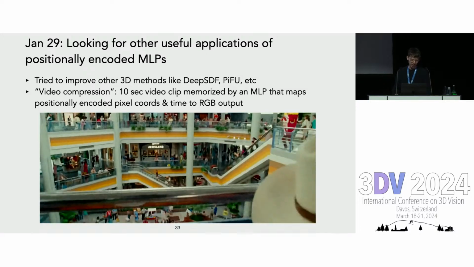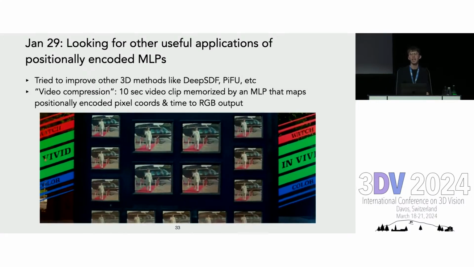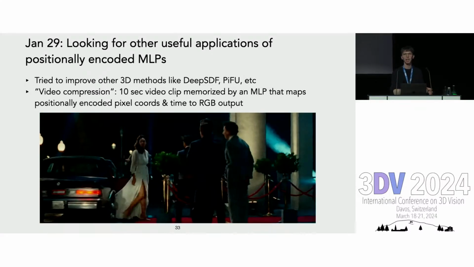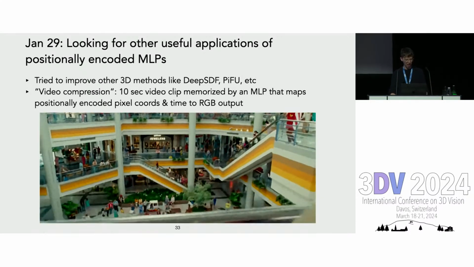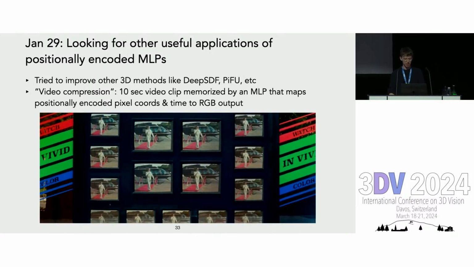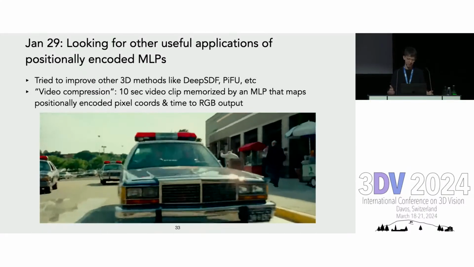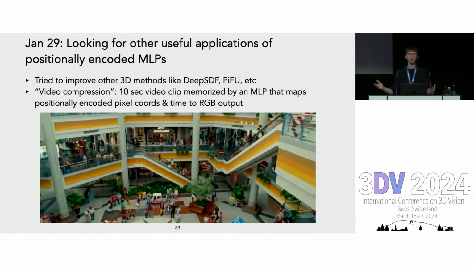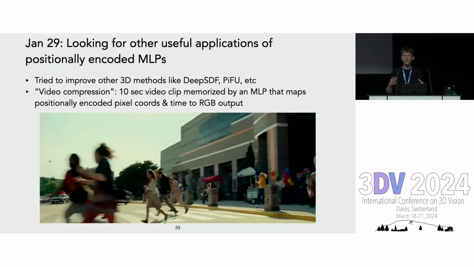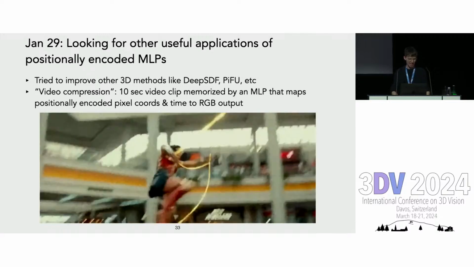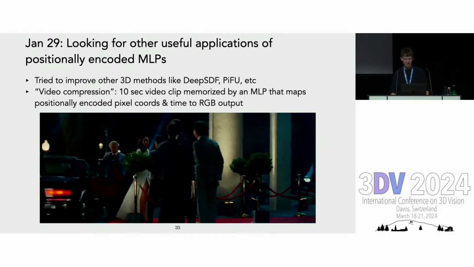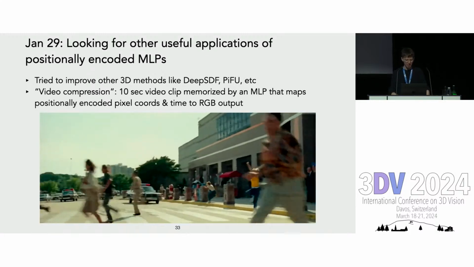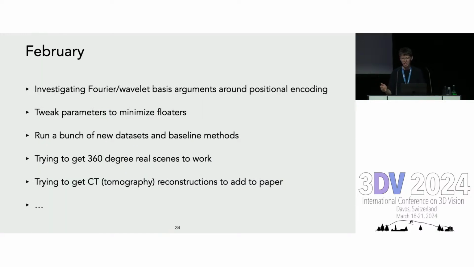We were also looking at, okay, can we find a whole class of useful applications for these positionally encoded MLPs and target the paper around that rather than just being a view synthesis paper? We were trying to just drop it into a bunch of other stuff like DeepSDF, PIFu, SRN. We were trying to see, can we use it for policies in robotics or any of these other low dimensional, high frequency tasks. We were trying to memorize videos and stuff like that. Of course, in the end, none of this made it into the final paper. And yeah, just a laundry list of other things we were looking into.